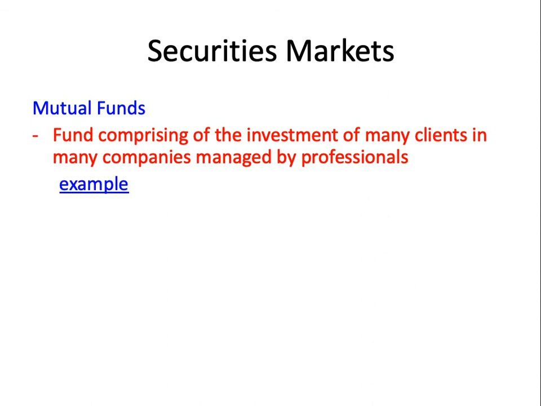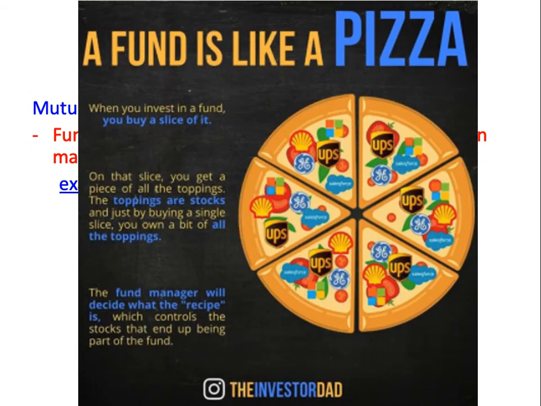Let's look at this first example. I'm going to show you a conceptual version of it, and then I'll show you a real version of it. The first example: a fund is like a pizza. I took this image from an Instagram site. Imagine someone makes this pizza, and this pizza has many, many toppings on it.